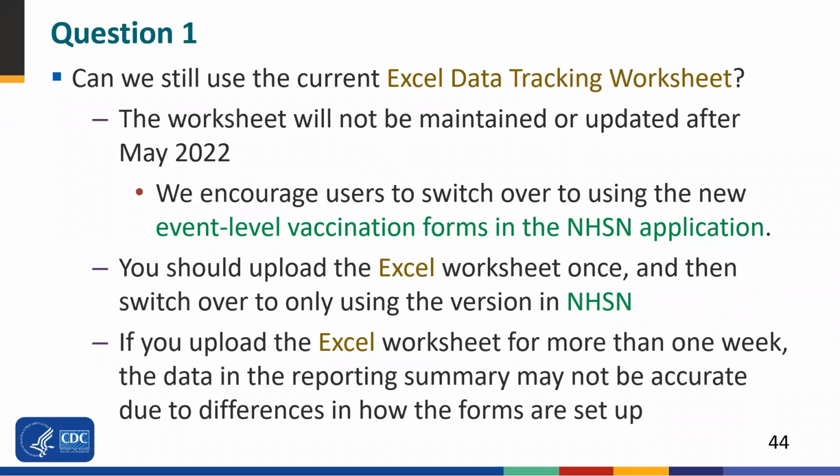To do so, you will upload the current Excel worksheet once, following the steps we provided in the previous slides, and then make updates and new records within the application moving forward. If you upload the Excel worksheet for more than 1 week, the data will not be accurate due to differences in how the forms are set up. Upload of a previous Excel data tracking worksheet is not a requirement to begin submitting data to the event-level vaccination form in NHSN.